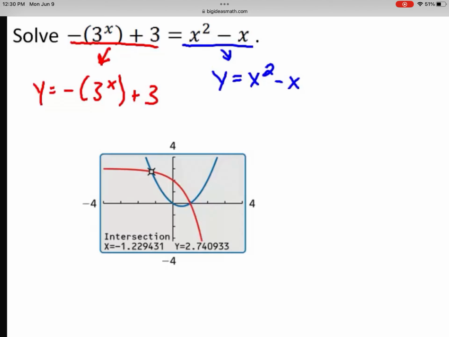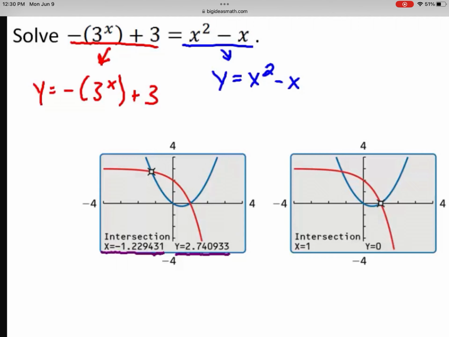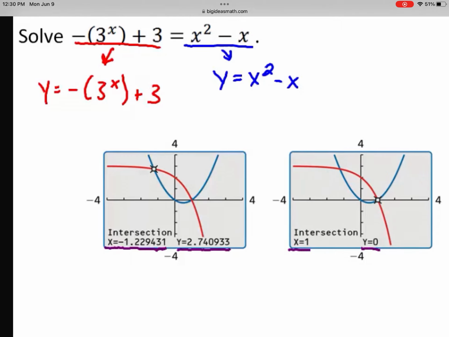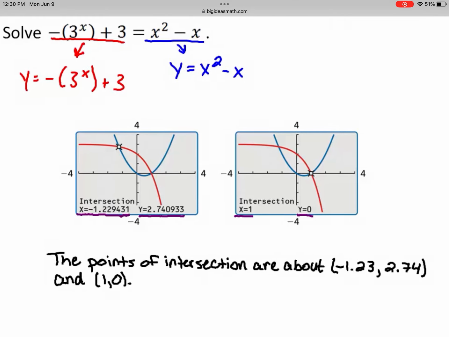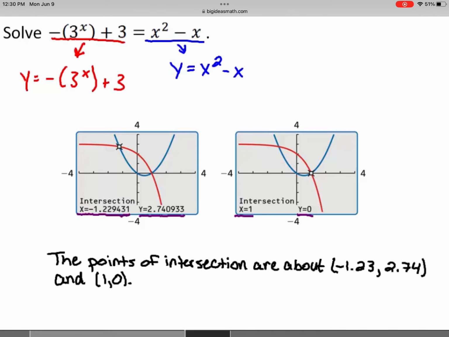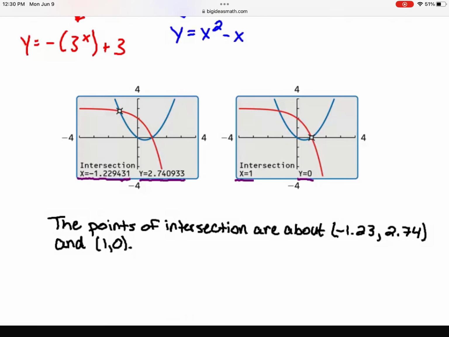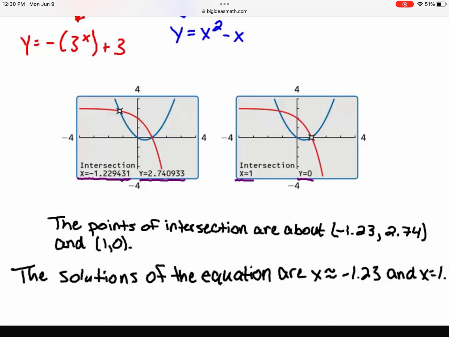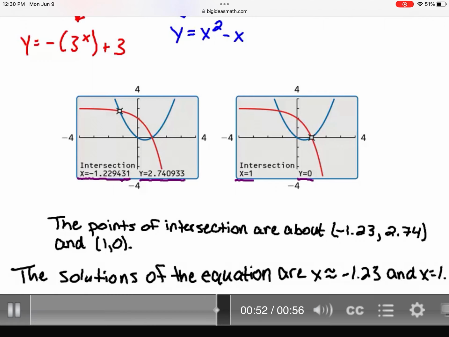One point of intersection occurs when x is approximately negative 1.23 and y is approximately 2.74. The other point of intersection occurs when x is 1 and y is 0. So the points of intersection are about (negative 1.23, 2.74) and (1, 0). And the solutions of the equation are x is approximately negative 1.23 and x equals 1.